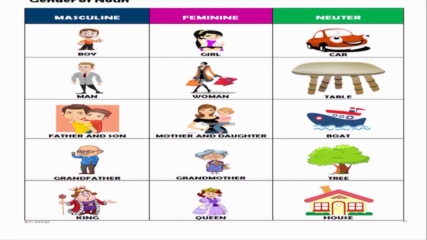Father and son, mother and daughter, and boat, right? Grandfather, grandmother, and a tree. King, queen, and a house. So all of these here are good examples and ones that you can keep in your mind, that you can use, that you can learn more about in future.